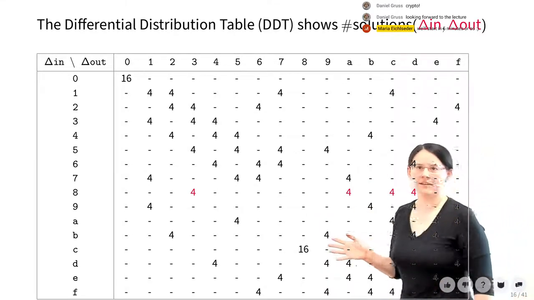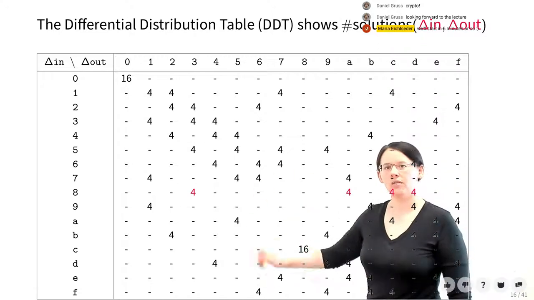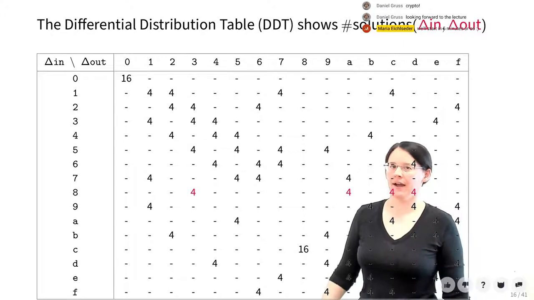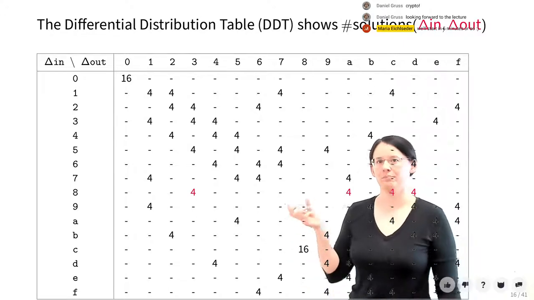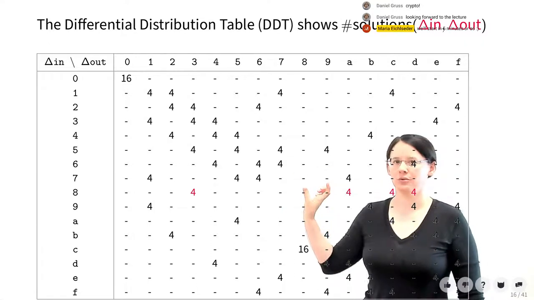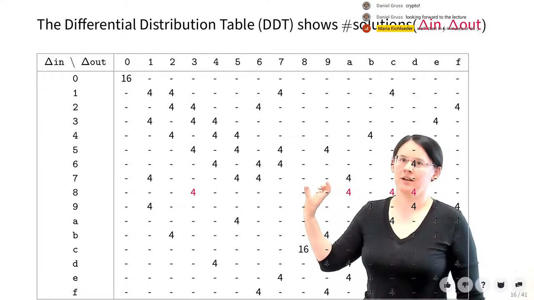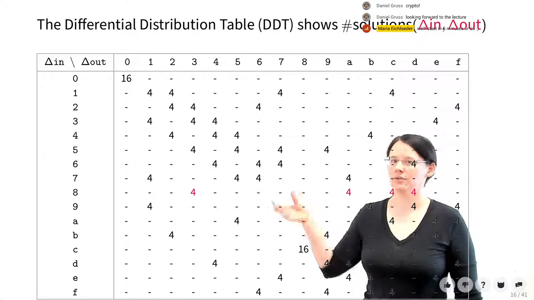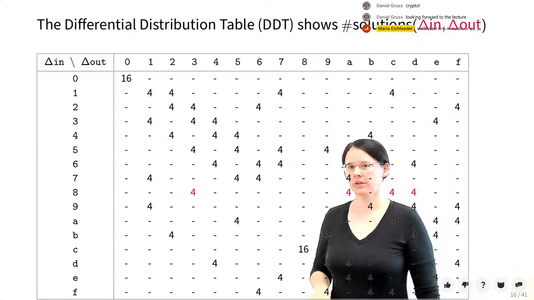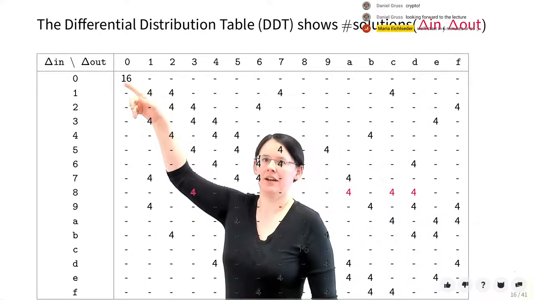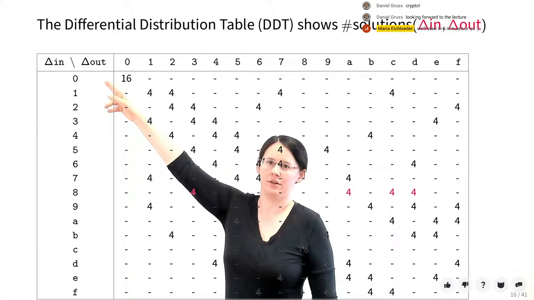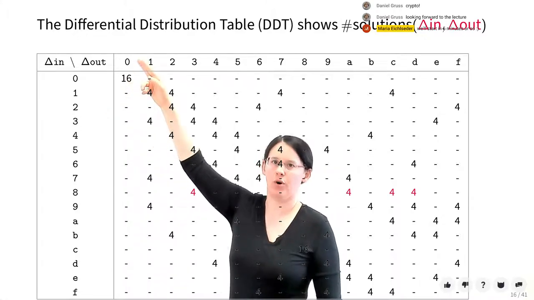What are some interesting things we see here? We see that all values are even, so they are a multiple of 2. And this makes sense, because whenever we have a pair that satisfies our property, then swapping the two also satisfies the property. So for example, if 0,8 is a solution, then 8,0 is another solution. We also see that we have some larger numbers here. So in particular, this one is quite obvious. If the inputs are the same and have 0 difference, then the outputs must also always be the same.